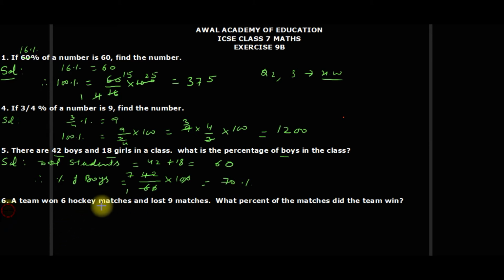Now move on to question number 6. A team won 6 hockey matches and lost 9 matches. What percent of the matches did the team win? So here also, won 6 matches, lost 9 matches. So here total matches played, how many? 6 won and 9 lost, 15. We have to find out the percentage of only winning matches.